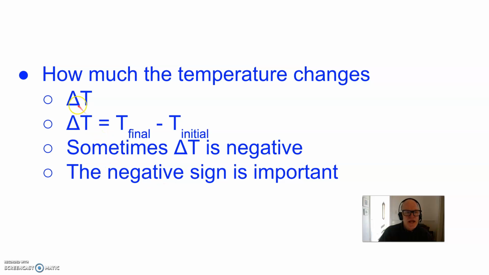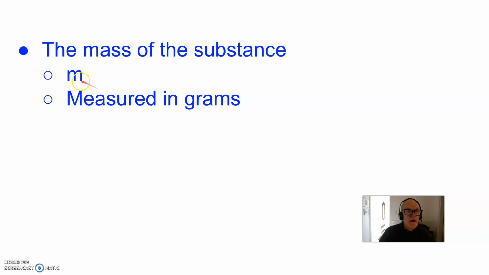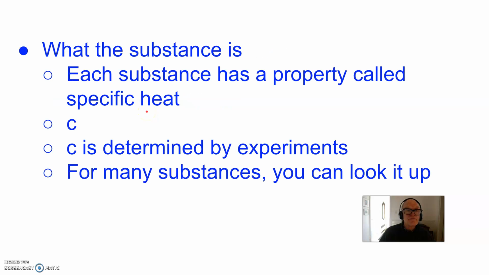So the temperature change is called delta T. This is the Greek letter delta. Sometimes it needs to be calculated from the final temperature, the temperature at the end, and from that we subtract the initial temperature. That means that sometimes we have a negative number for delta T, and that negative sign is important. Mass is referred to by a small letter m. It's measured in grams for our problems.